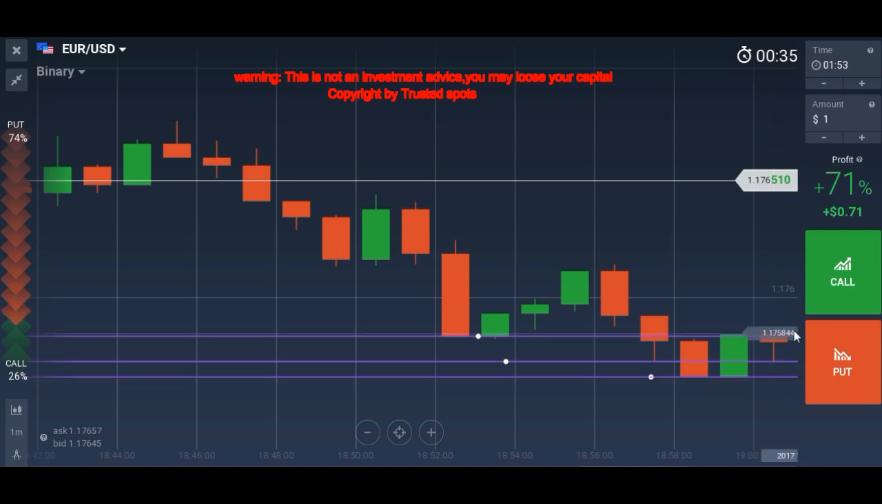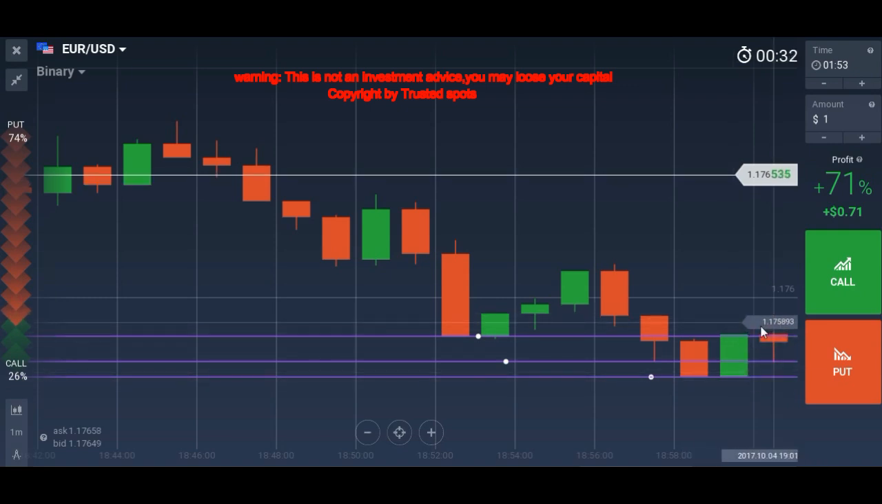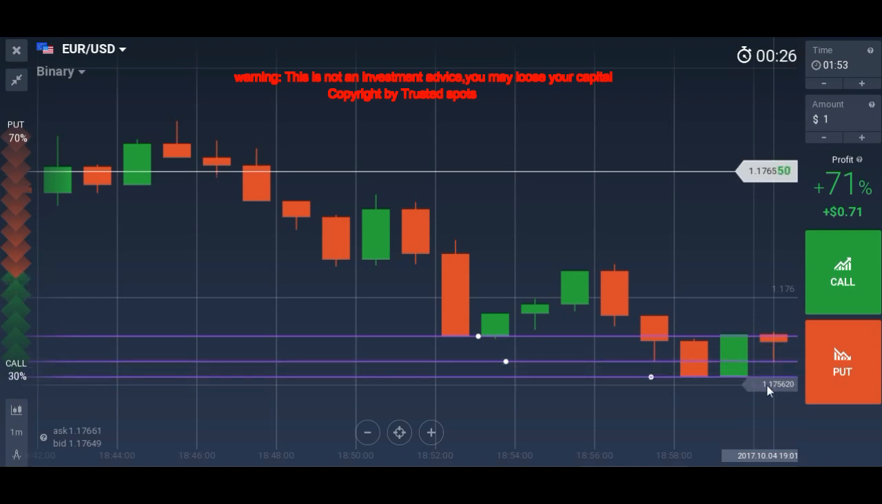So in order to place a trade with this candle, you need to wait for the market to come to this particular area and then reverse again. It means you have to wait for the market to come down to this particular level.